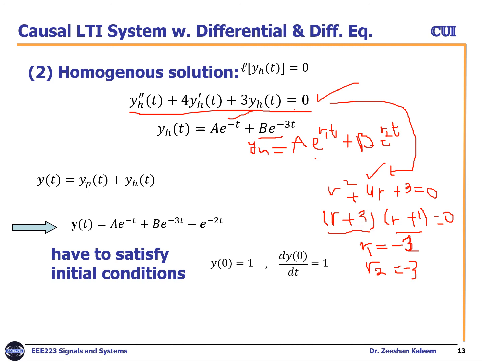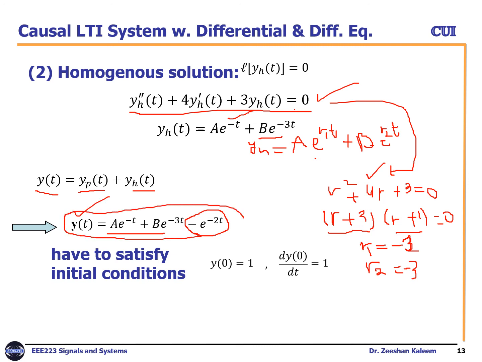So by putting in these values. Now for a combined solution, because we have a particular solution and the homogeneous solution as well, we can write both of them, y(t) equals y_p(t) plus y_h(t). We already found y_p(t) in the previous slide, which is minus e^(-2t), and then combining with the homogeneous solution a e^(-t) plus b e^(-3t), now we get y(t) equals this complete equation.